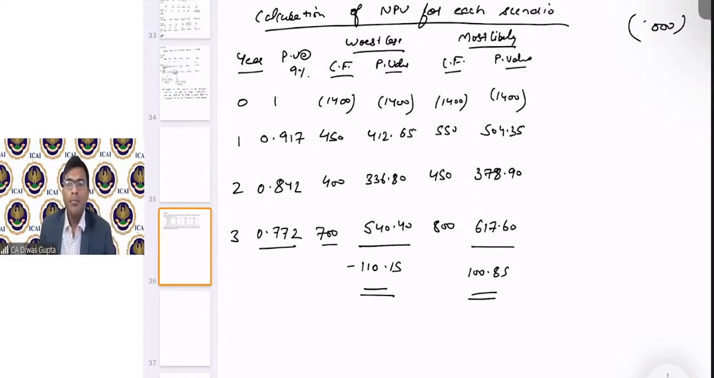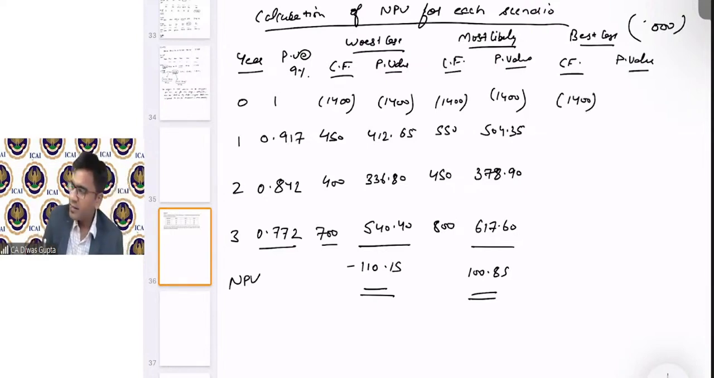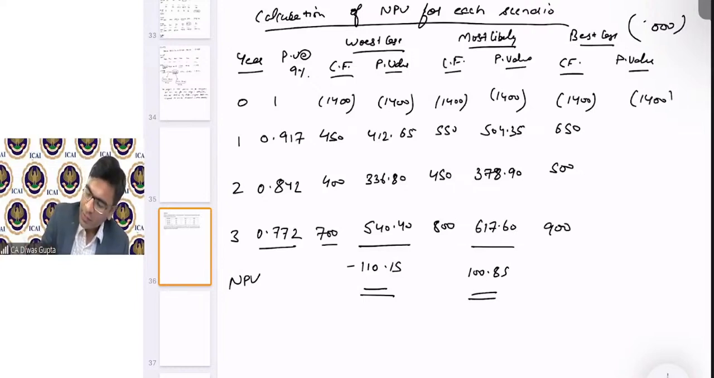So this is most likely, and if you see, from the worst case the NPV has increased. Correct, students? Then the last one is best case. Best case cash flow and present value, both we will write. Cash flow for the first year remains same, 1400. Next years it is 650, 500, and 900. The present value becomes, for year 0, it remains same, multiplied by 1, 1400. For 650, it becomes 596.05. Then 500 becomes 421.00.